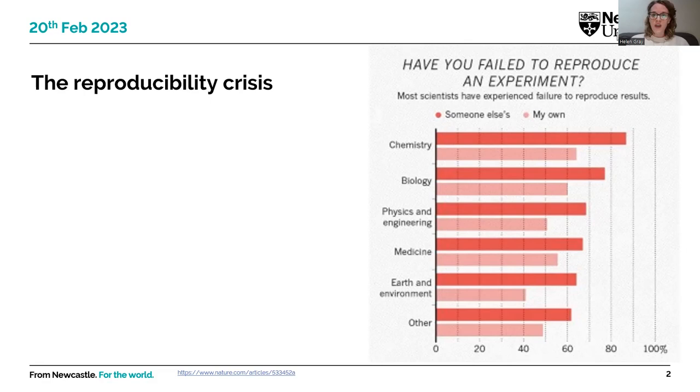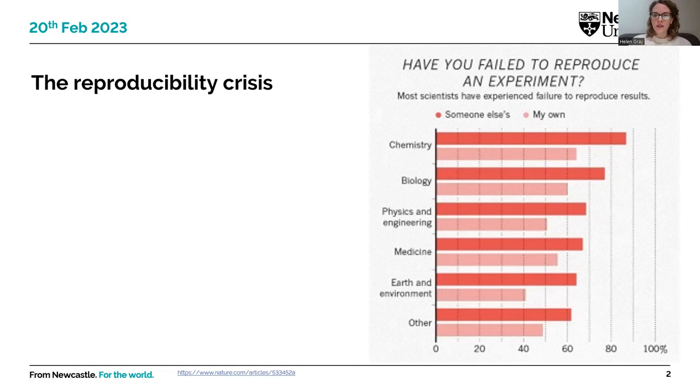What you can see on the y-axis is scientific disciplines split here. So we have chemistry, biology, physics, medicine, earth and environment, and other. And on the x-axis, the percentage of people who said yes to the question, have you failed to reproduce an experiment? What we see in the dark red is failure to reproduce someone else's experiment. This sits above 60% for all disciplines. And in the light pink, failure to reproduce one's own experiment, which sits at above 40% across all disciplines. So this paints quite a bleak picture of the state of science at the minute.